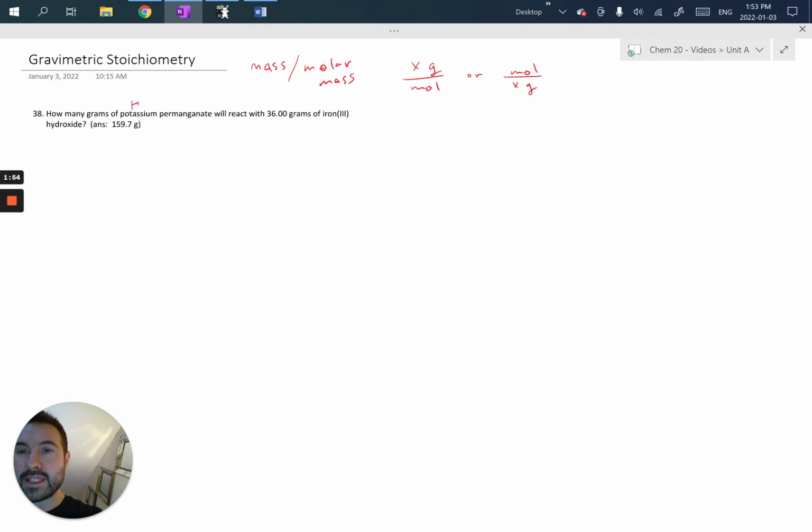I'm looking at potassium. I'm going to use my periodic table. So potassium is a 1+. I have to go find permanganate. This is one that we don't see too often in Chem 20. It's a polyatomic ion. It is MnO4 with a negative charge. Iron 3 and hydroxide. Okay, so now I can use those ions to build my ionic compounds in this problem.